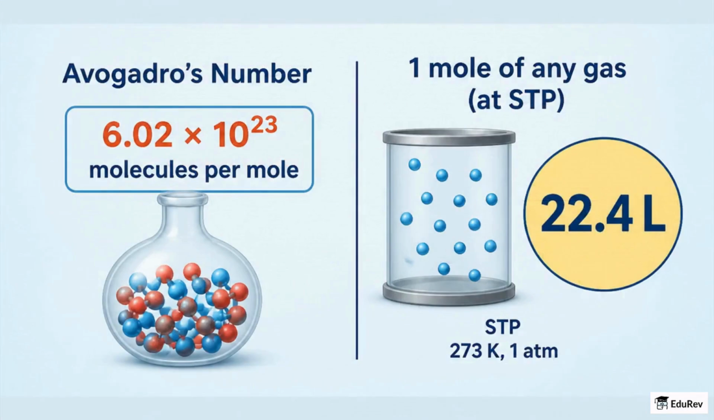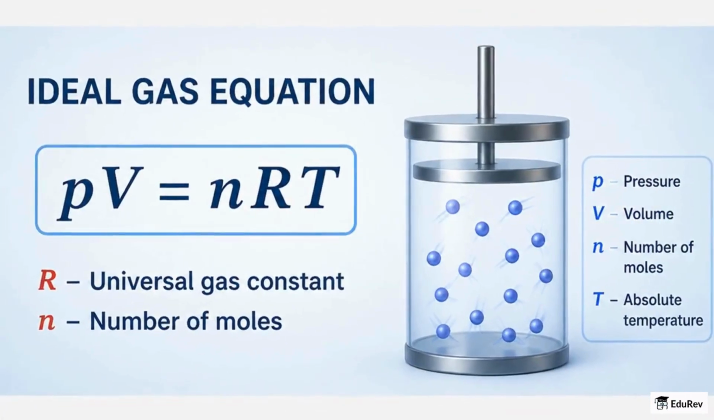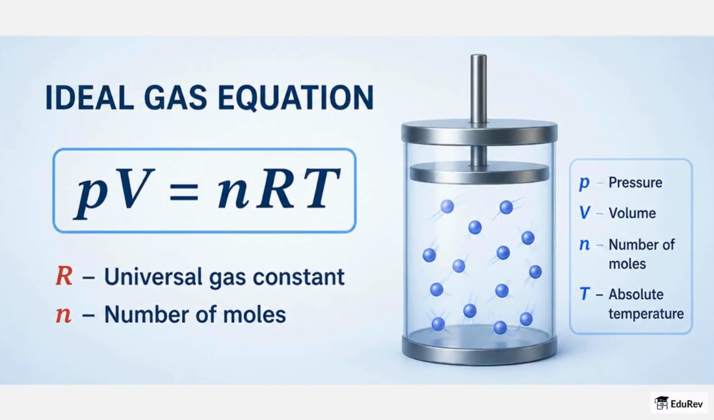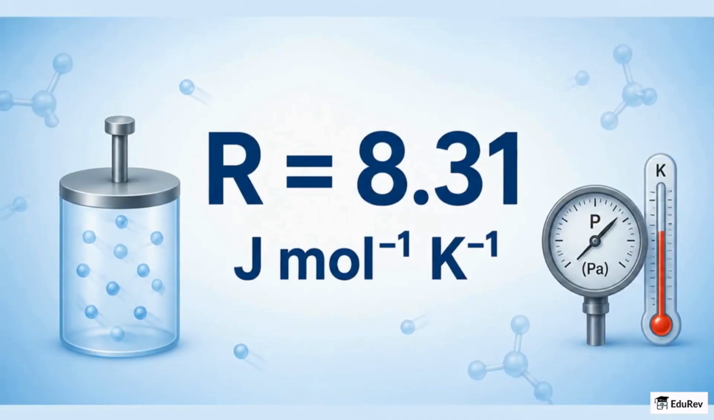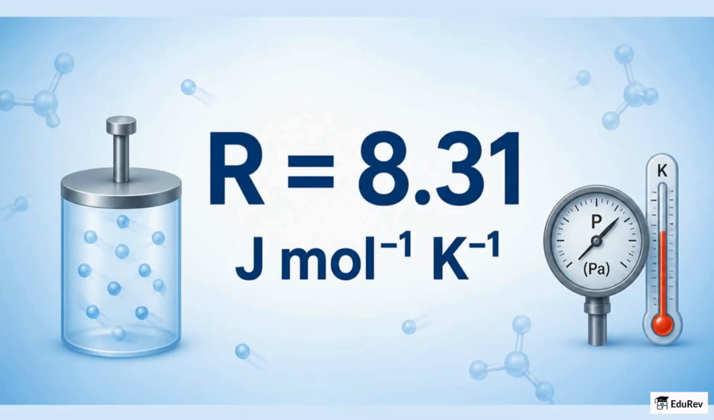Avogadro's number is 6.023 times 10 to the power 23 molecules per gram mole. And 1 mole of any gas at standard conditions occupies 22.4 liters. Perfect or ideal gases follow all these laws and satisfy the equation PV equals nRT, where R is the universal gas constant and n is the number of moles. R equals 8.31 joules per mole per Kelvin.